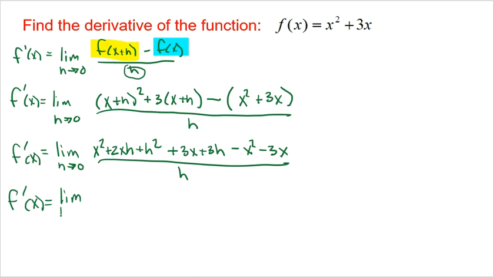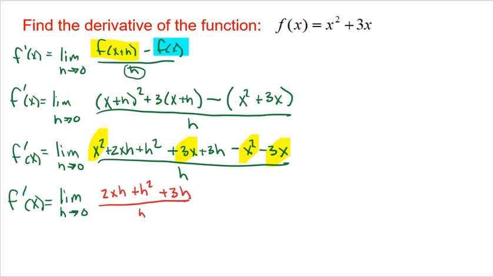All right, now, if you do it right, a lot of stuff should cancel. So first off, an x squared and a negative x squared make a 0. A positive 3x and a negative 3x make a 0. So what is left? I have 2xh plus h squared plus 3h, all divided by h.